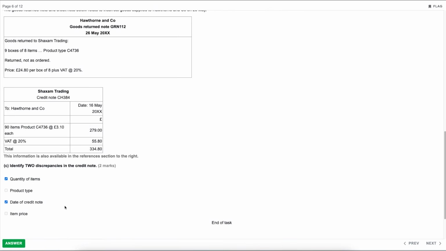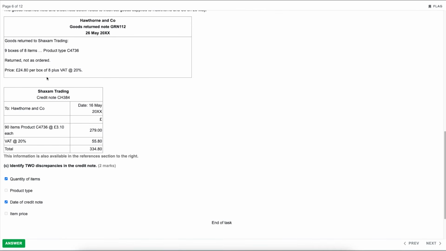However, just for completeness' sake, let's just make sure that the item prices do match up. So on here it says £3.10 each. Okay, so to find out our product price for each item, what we would do is take our £24.80 per box, and apparently there are 8 within a box. So if we did £24.80 divided by 8, that would give you £3.10. So the amount per item, so the item price, is correct. Okay, so the two discrepancies in the credit note and the goods return note would be the quantity of items and the date of the credit note.